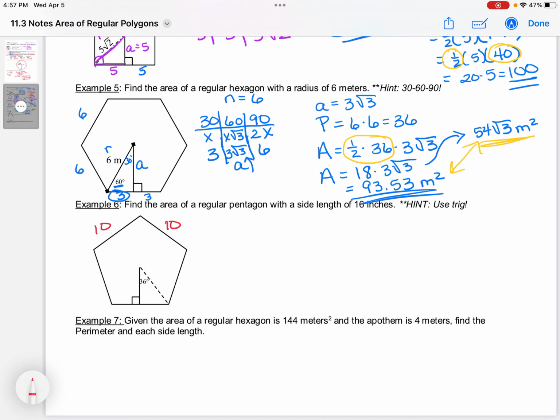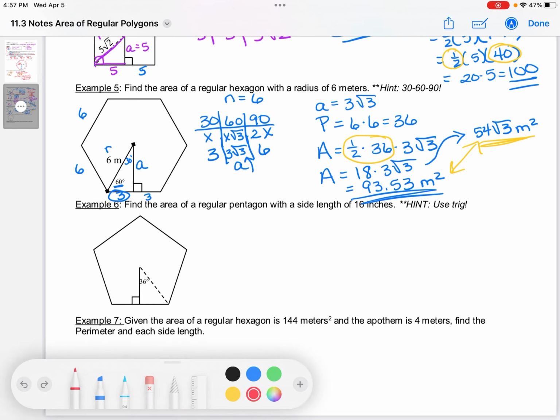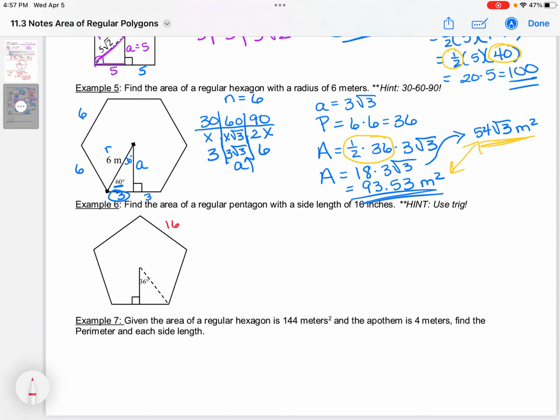The area of a regular pentagon with side lengths of 10. So this time we know the side lengths, which means we know that this is 5. Ooh, and they gave us that ugly angle 36. Of course, this problem's not done on my paper that I'm cheating from. Oh, that's 16, isn't it? I kind of wrote over it. Okay, let's try that again. So this is 16 apparently, which means this is 8 and this is 8.